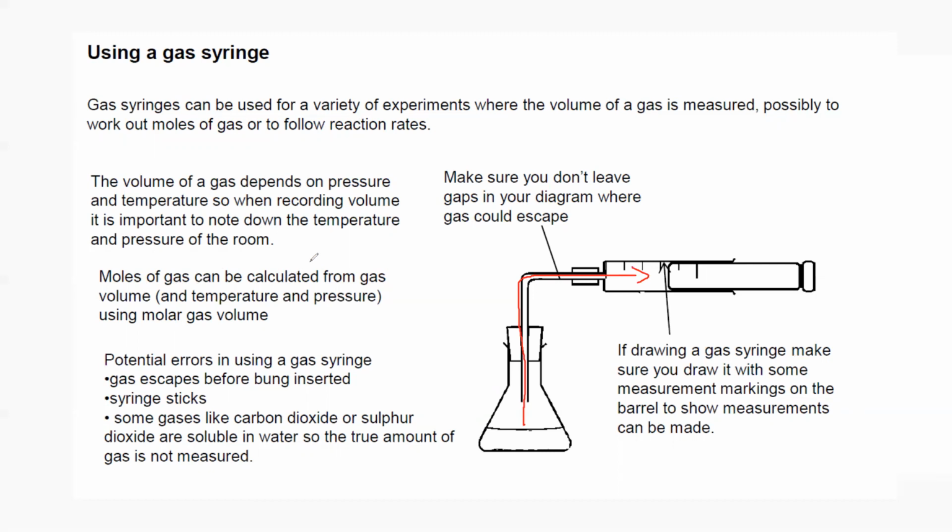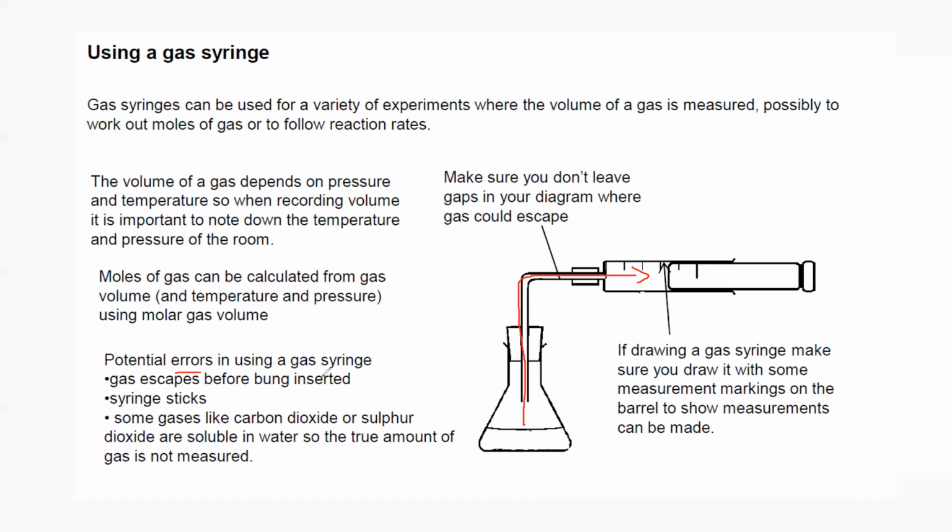Moles of a gas can be calculated from volume: volume divided by 24 will give moles. Volume in dm cube divided by 24 gives us the moles. And what are the potential errors in using a gas syringe?